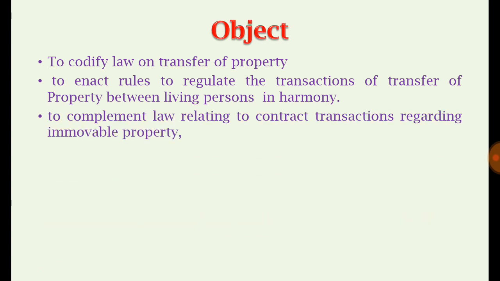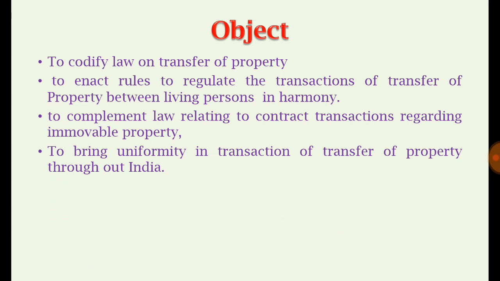The next object is to complement law relating to contract transactions regarding immovable property. See, the Contract Act was enacted in 1872. So after the enactment of that act, the transactions of transfer of immovable property were completed through written contracts, but the law of contract was not a complete act to deal with the transfer of immovable properties. Therefore it was necessary to complete the requirement of law of contract for the transfer of property in finality.